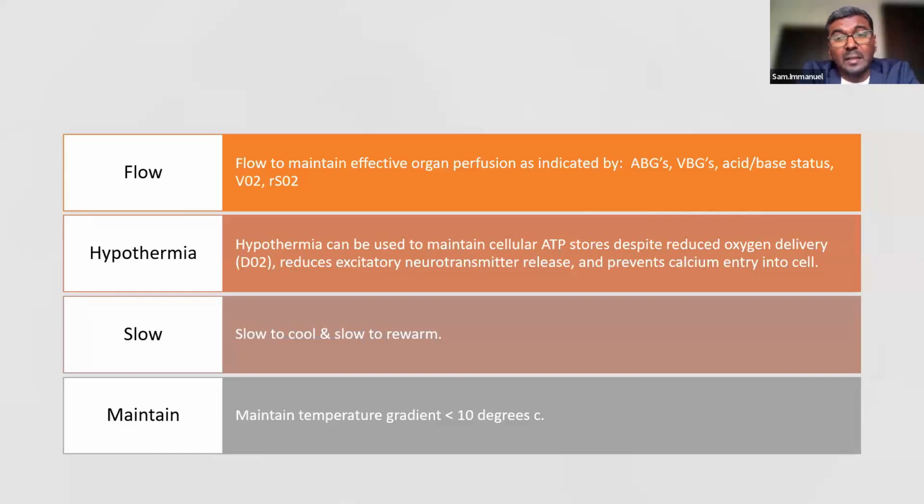How will you know that? You will know by doing an ABG, VBG, or online monitoring devices, which show your DO2, your regional oxygenation. All these things play a vital role. And this is what we talk about in GDP.